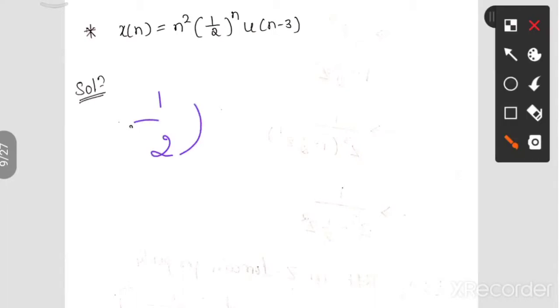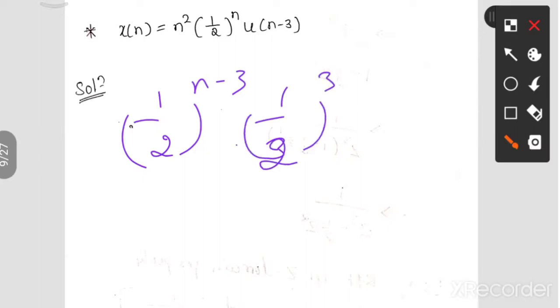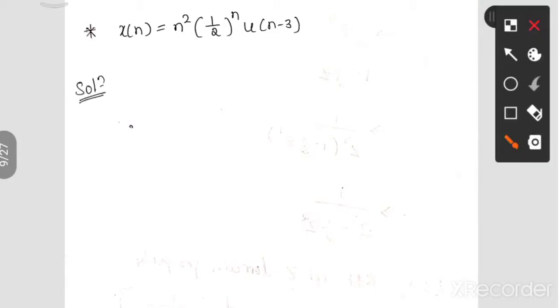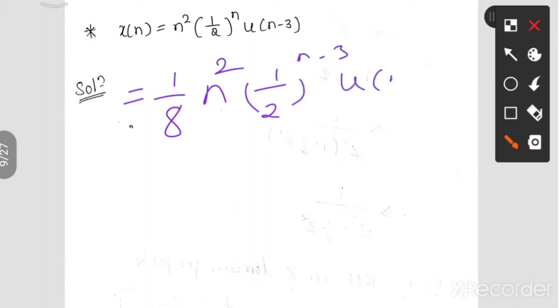So 1 by 2 raised to n minus 3 into 1 by 2 raised to 3 can be written as 1 by 8 into 1 by 2 raised to n minus 3, and the remaining terms as they are, you can write n square into u of n minus 3. Systematically, it will be 1 by 8 as the outside constant term, n square into 1 by 2 raised to n minus 3 into u of n minus 3.